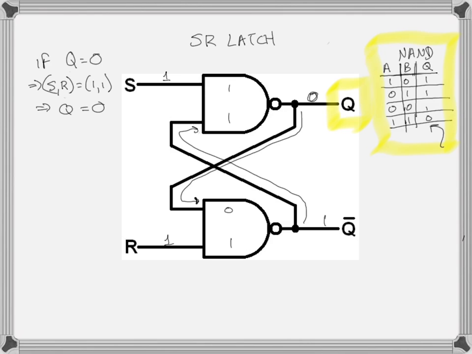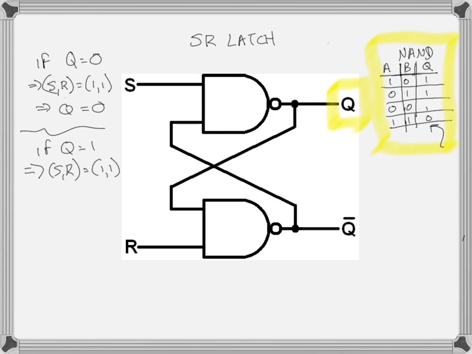It keeps its state. What if, when we started, Q was equal to 1? If Q equals 1, and we input an SR of 1, 1, let me start that again. If Q is 1, then Q naught is 0. Let's see if that makes sense. So we've got a 1, and I'm tracing that down. The 1 goes in here, and so I've got a 1, 1.